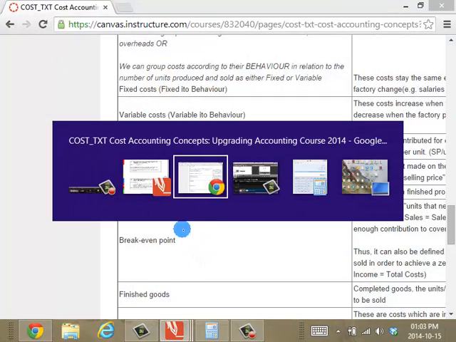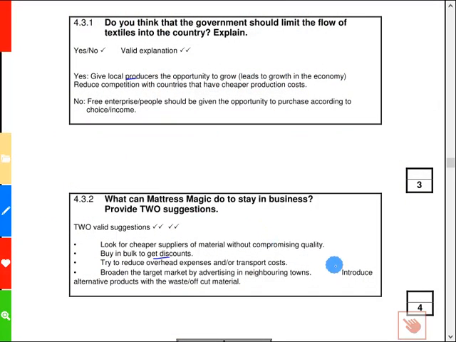And then the last, let's just go back here. The last point they mention here is they can introduce different products. Try maybe a different product range and just make sure they use their wastage and perhaps sell off their waste materials.